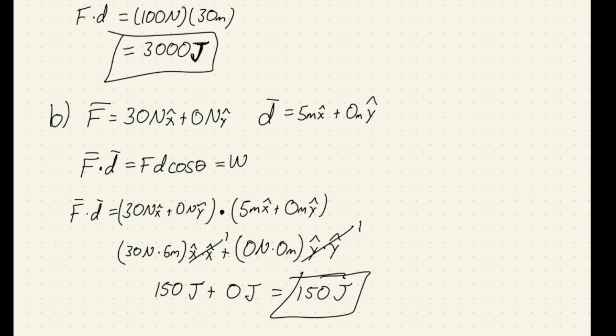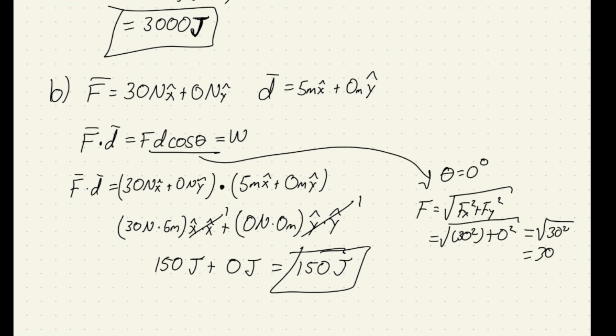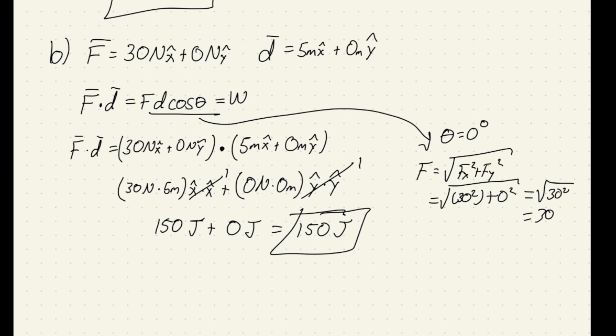For the other option, F D cosine theta, I know that my angle theta is 0 degrees because they're both entirely in the x direction. The force is then just the magnitude of F, which is the square root of Fx squared plus Fy squared. You don't have to do all this as long as you know the magnitude is going to be 30, but I'm doing this to show you that the Pythagorean theorem gives us the square root of 30 squared plus 0 squared, which is just 30. My displacement vector has a similar operation, the square root of 5 squared plus 0 squared, which is just 5.